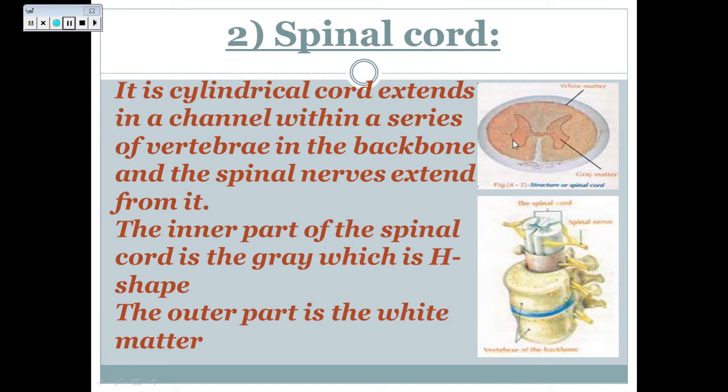So the spinal cord is a cylindrical cord extended in a channel within a series of vertebrae in our backbone, and there are spinal nerves extended from it. The inner part of the spinal cord is gray matter in an H shape, while the outer part is white matter.